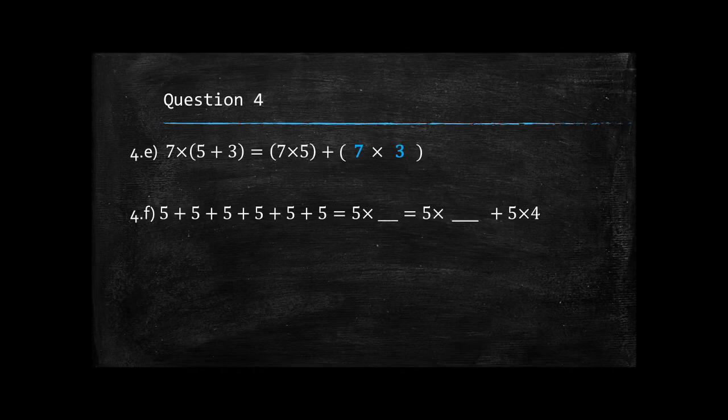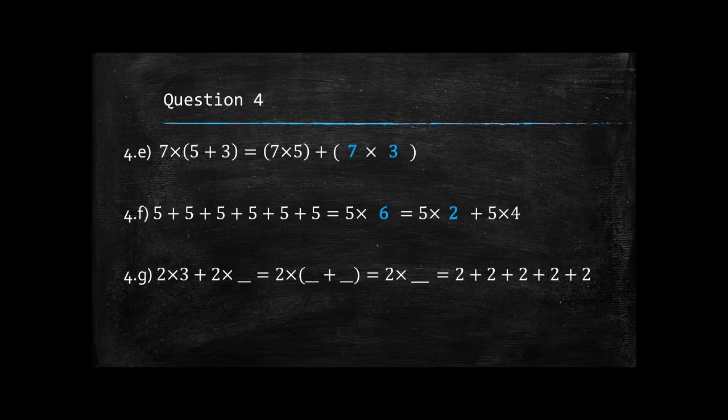4F, 5 plus 5 plus 5 plus 5 plus 5 plus 5. There's 6 5's that are being added together. So that is equal to 5 times 6. And then that is equal to 5 times 2 plus 5 times 4.